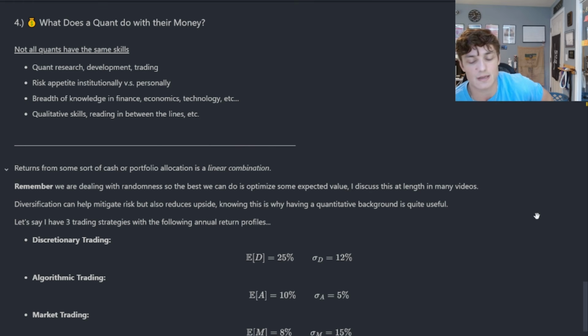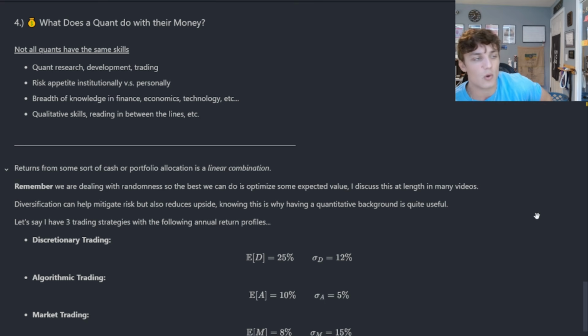Qualitative skills, reading between the lines, things like that, you can't teach. You can't teach when is the right time to double down or when is the right time to cut your losses. Like I said, this isn't an intelligence thing. This is an experience thing and the ability to assume risk.